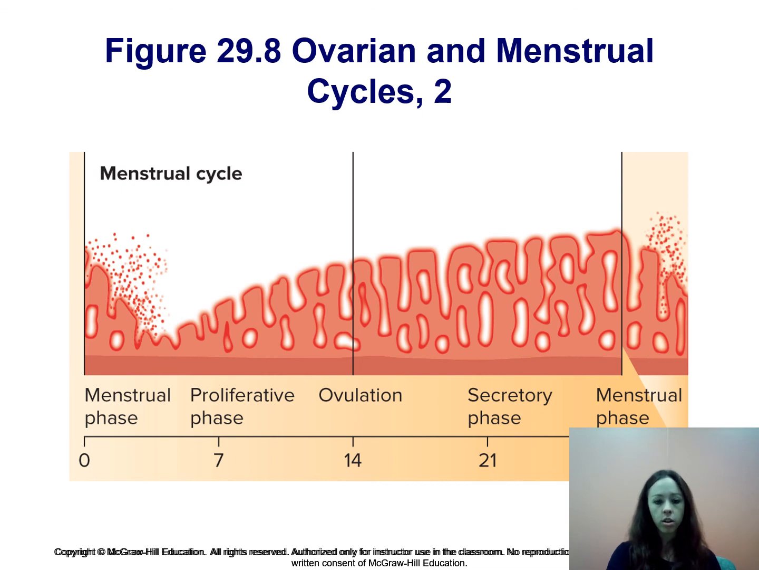If there is not an embryo, then the corpus luteum degenerates, which causes the amount of progesterone to drop. When these levels reach a certain low, then the endometrium sheds and the menstrual cycle begins.